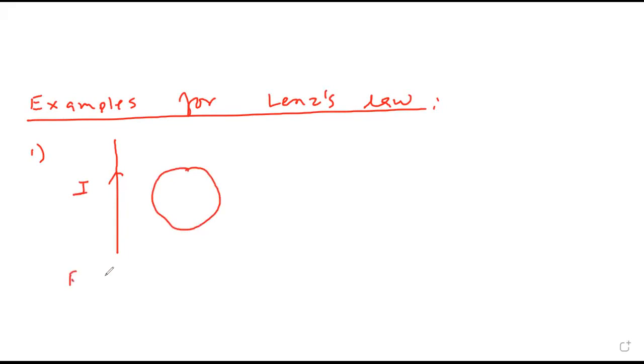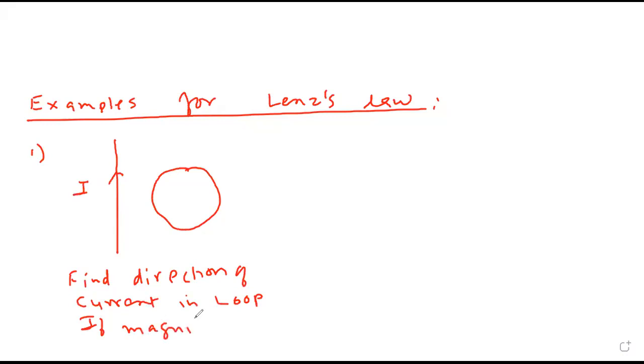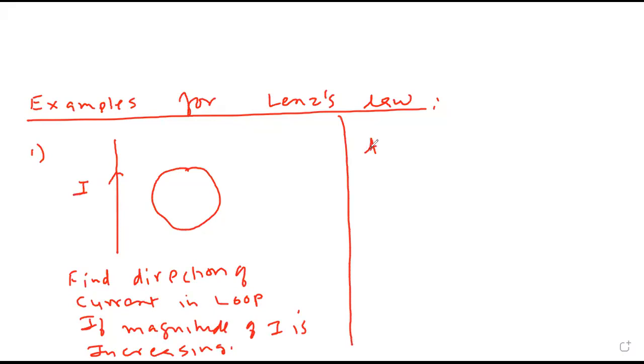Find the direction of current in the loop if the magnitude of I is increasing. When the current flowing through the conductor is increasing in nature.